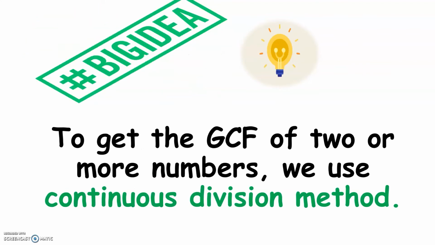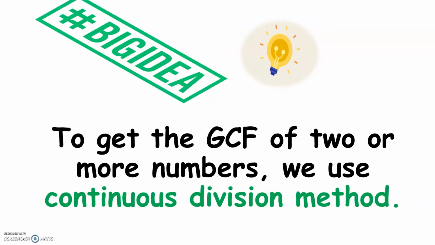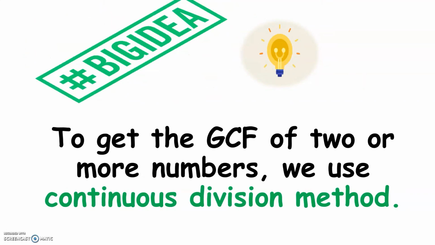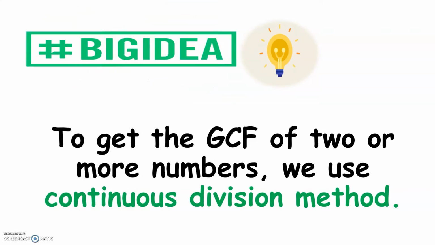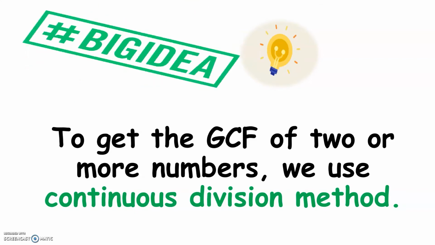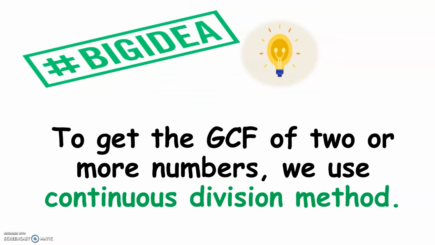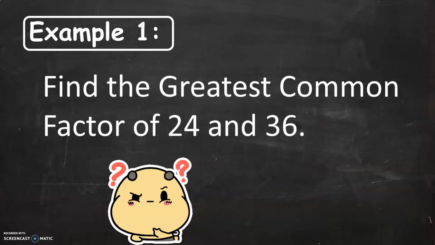To get the GCF of two or more numbers, we will use continuous division method. But take note that there are other methods which can be used like prime factorization or listing method. But in this lesson, we will only use continuous division method. Now let's proceed to our examples.